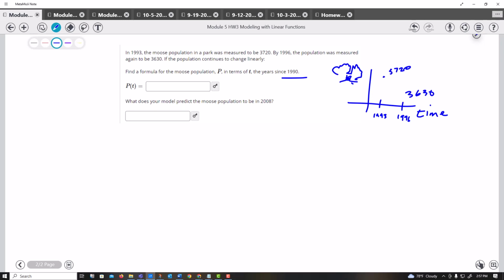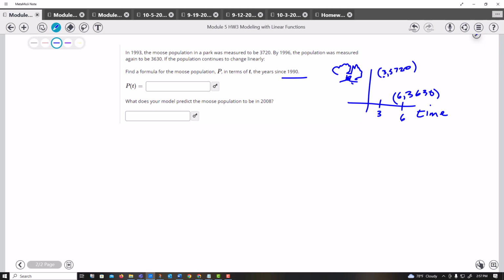So what this is saying is that we'd start since 1990 at 0. This would actually be 3 for 1993, and then this would be 6 for 1996. So you just have to be careful with that. That's all this is saying: since 1993 is 3 years since 1990, we would use those values.